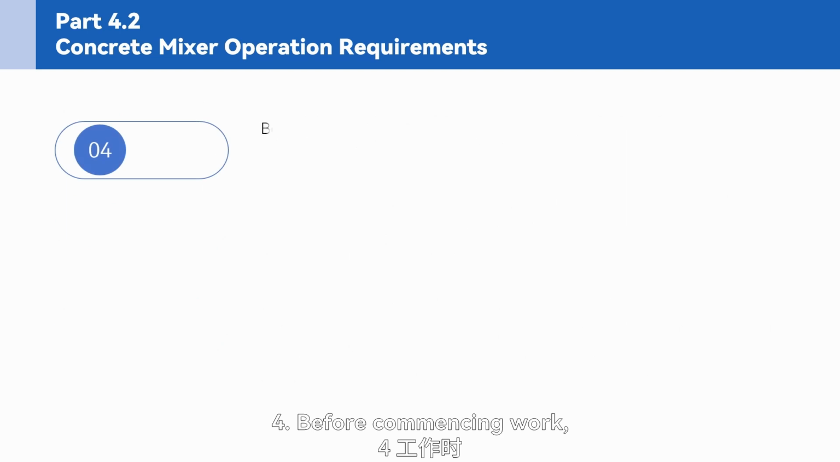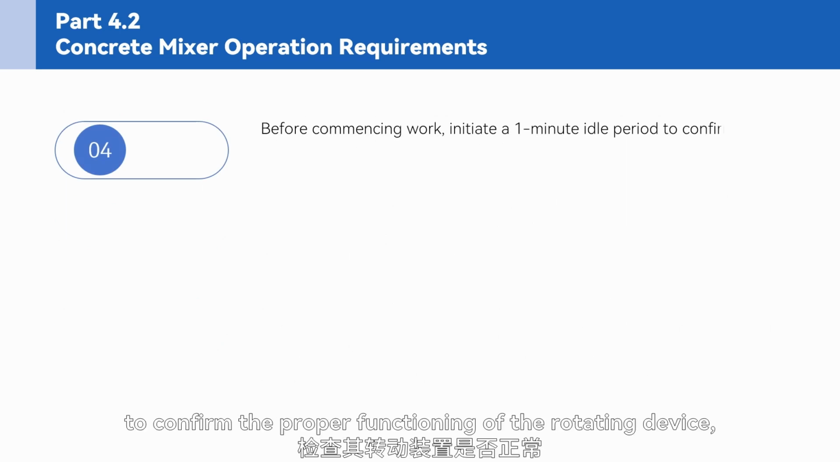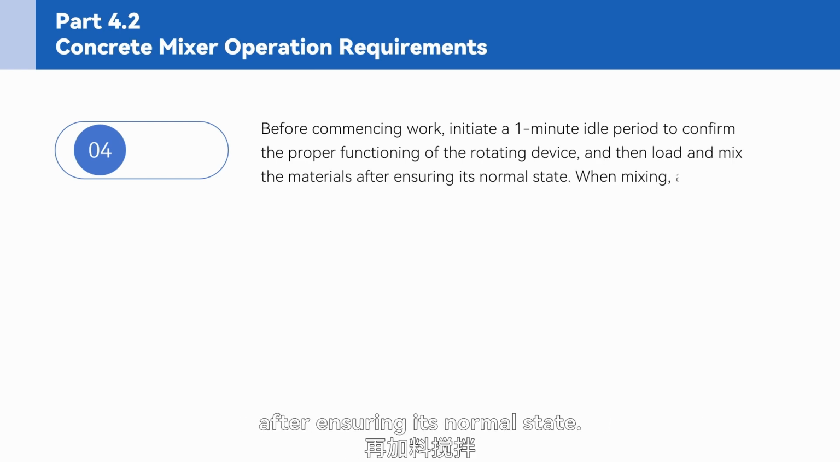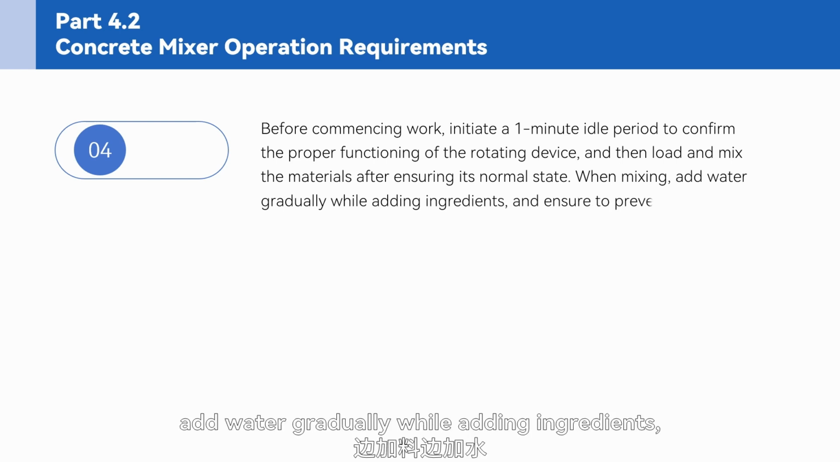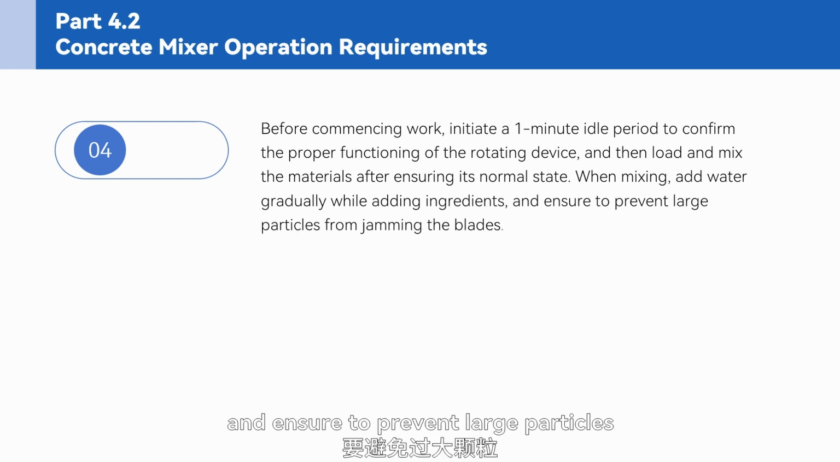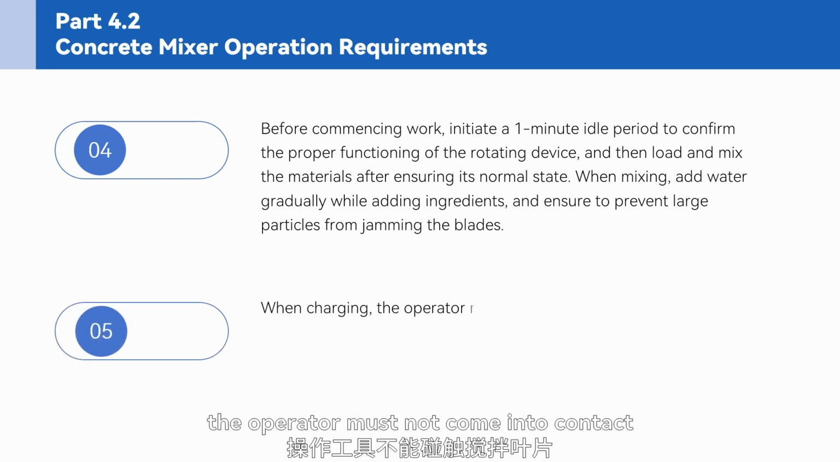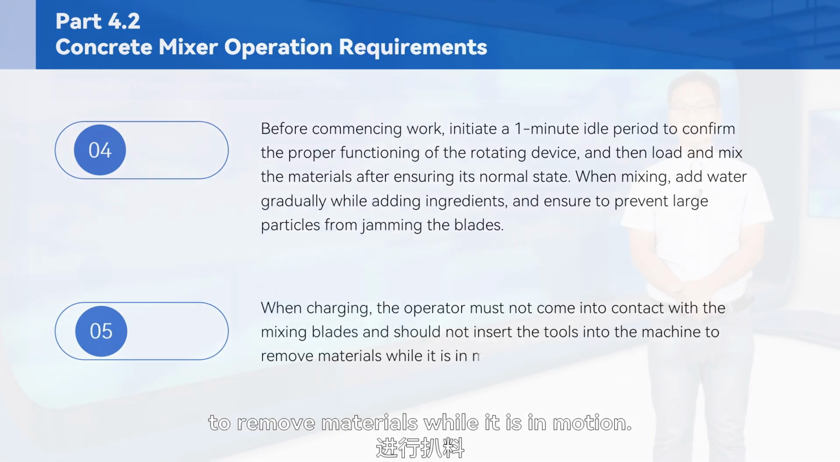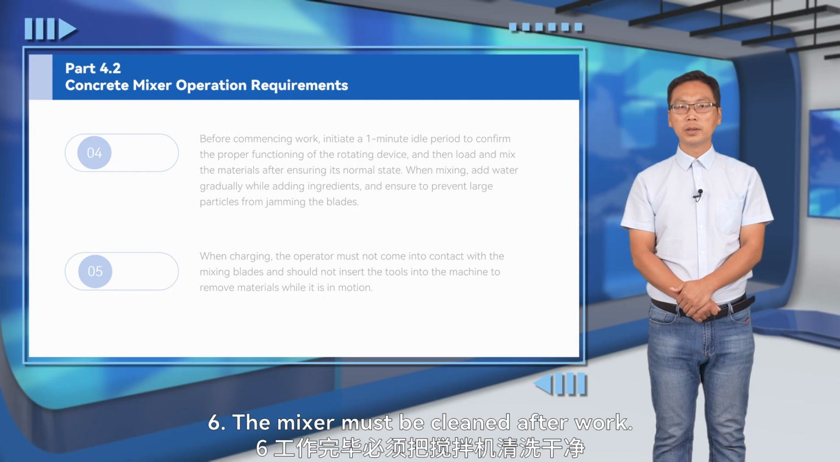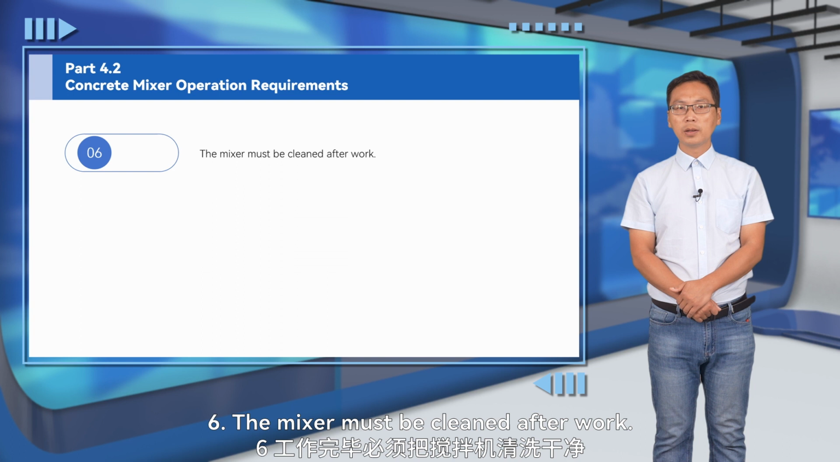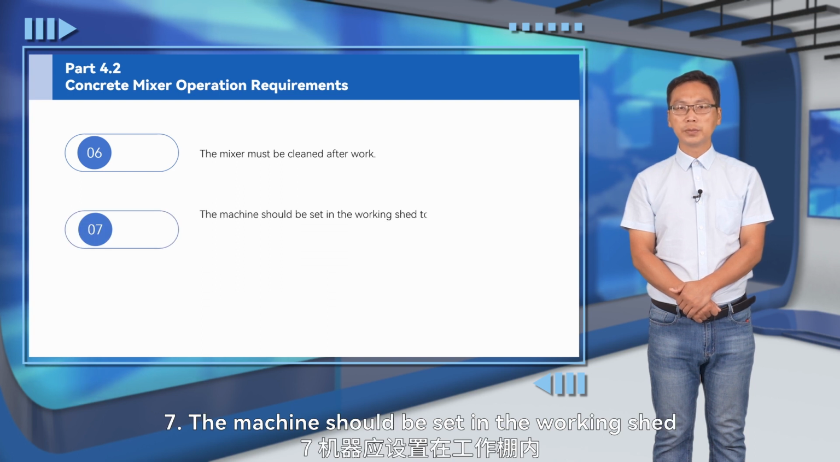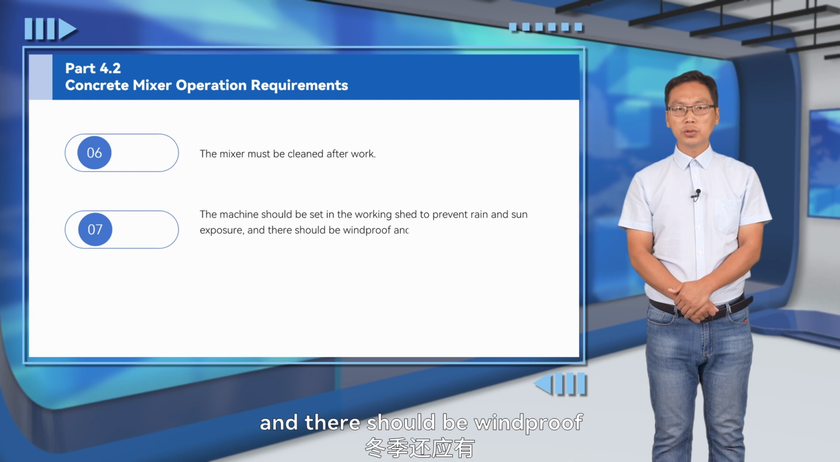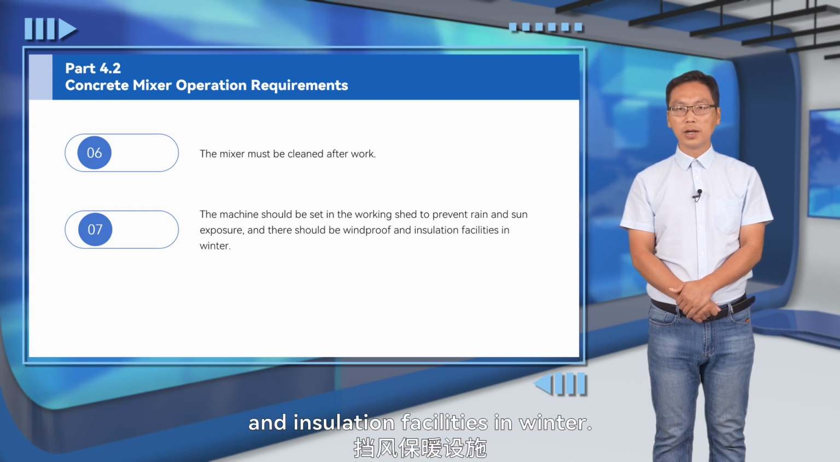4. Before commencing work, initiate a 1-minute idle period to confirm the proper functioning of the rotating device, and then load and mix the materials after ensuring its normal state. When mixing, add water gradually while adding ingredients, and ensure to prevent large particles from jamming the blades. 5. When charging, the operator must not come into contact with the mixing blades and should not insert the tools into the machine to remove materials while it is in motion. 6. The mixer must be cleaned after work. 7. The machine should be set in the working shed to prevent rain and sun exposure, and there should be windproof and insulation facilities in winter.